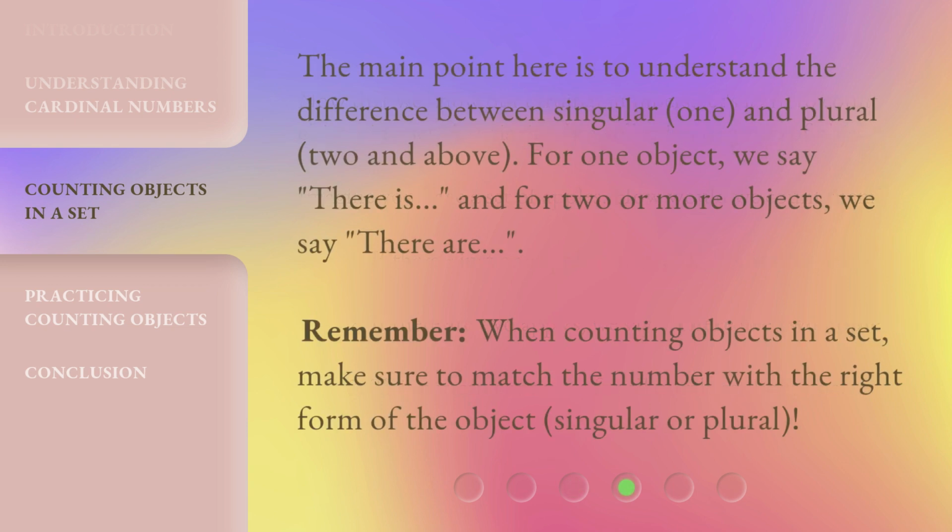The main point here is to understand the difference between singular, 1, and plural, 2 and above. For one object, we say, there is, and for two or more objects, we say, there are. Remember, when counting objects in a set, make sure to match the number with the right form of the object, singular or plural.